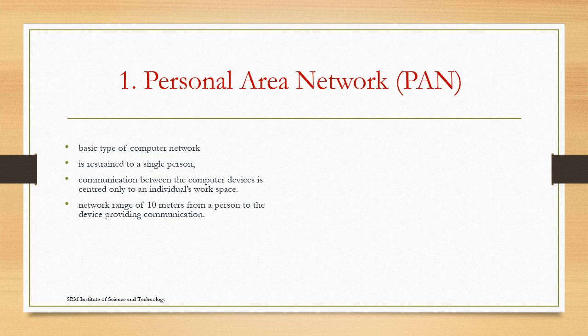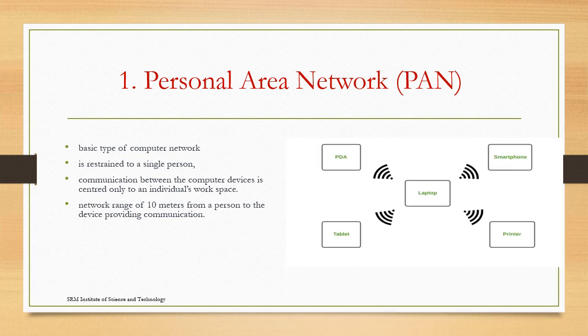You just imagine what personal means. This is the basic computer network that we are using regularly in our day-to-day life. Personal means a single person, for their privacy, using some network. So that is personal area network. Here the network coverage area of this type of network is about 10 meters around a person, for the device which is providing computer networking.